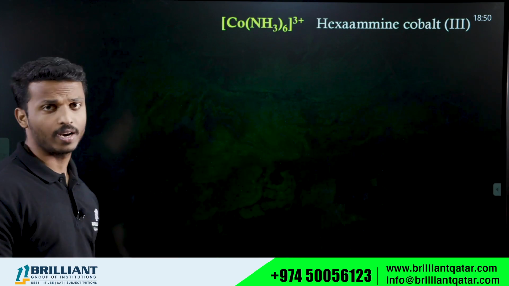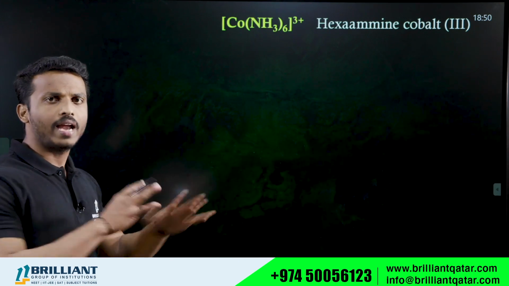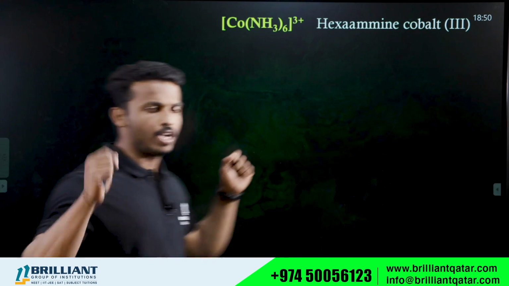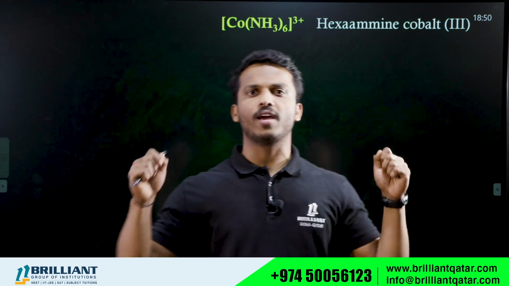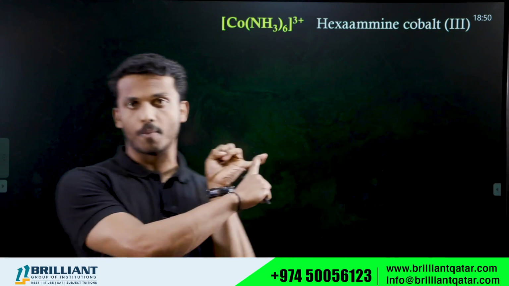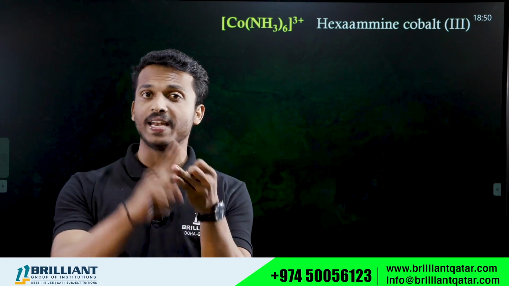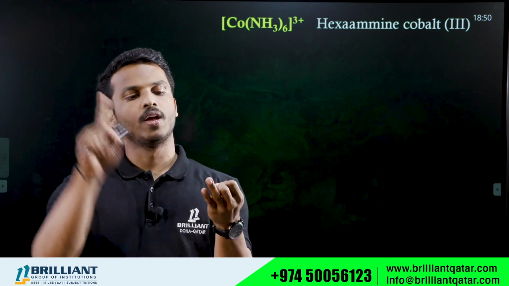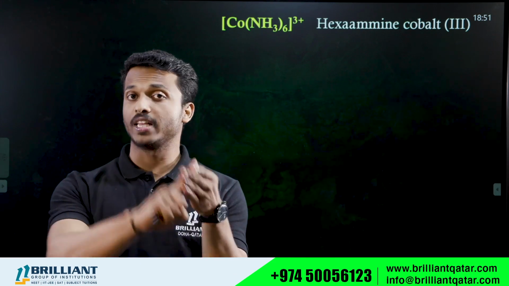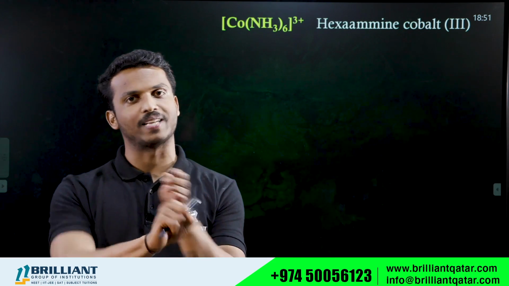This is the complex given. We can calculate the entire concept regarding this complex. First of all, I told you we mainly use VB theory to explain the shape of the complex, to say whether it is an inner or outer orbital complex, whether it is low spin or high spin, and whether it is paramagnetic or diamagnetic, etc.